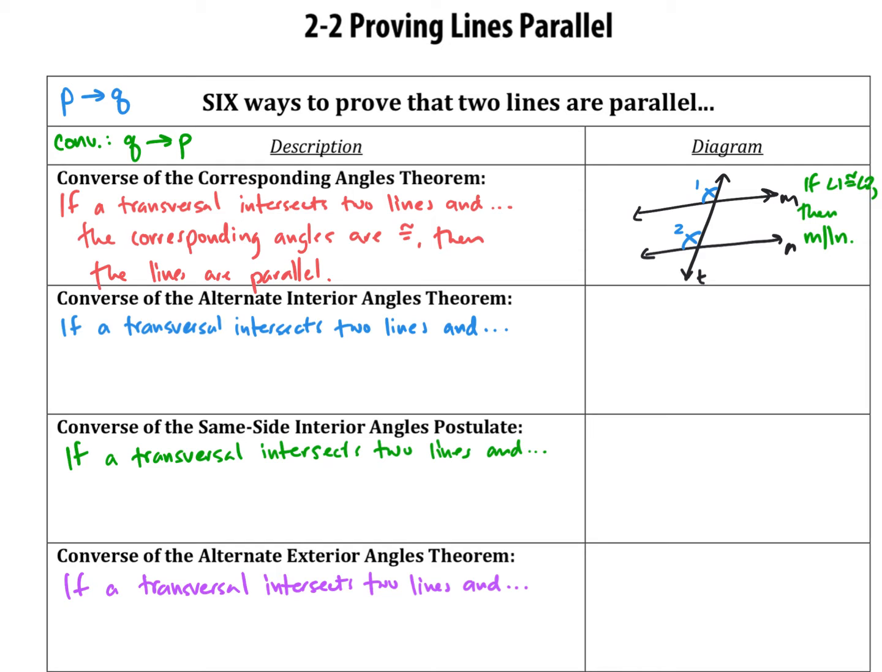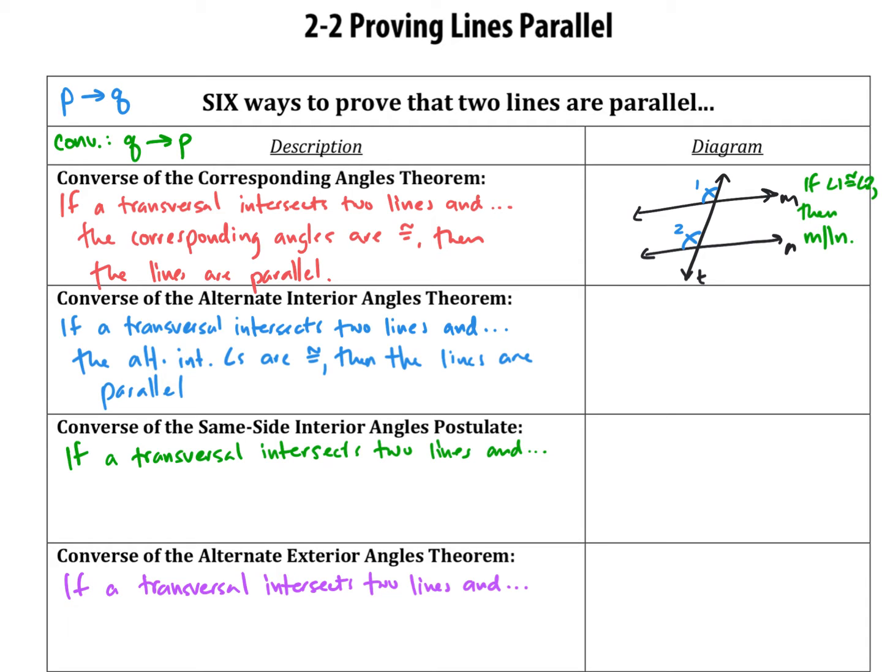The next one is the converse of the alternate interior angles theorem. So what this is going to say is if a transversal intersects two lines and the alternate interior angles are congruent, I did a little abbreviating on that one, then the lines are parallel.